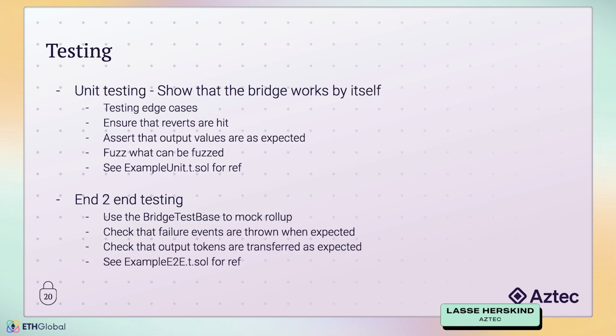And then the end-to-end testing, you can use our bridge test base to mock rollups and execute the DeFi action, and then check that the events from the DeFi action are throwing failures when you expect them to, and that the output tokens are actually transferred as we expect them to. And we have an example end-to-end test for reference there.